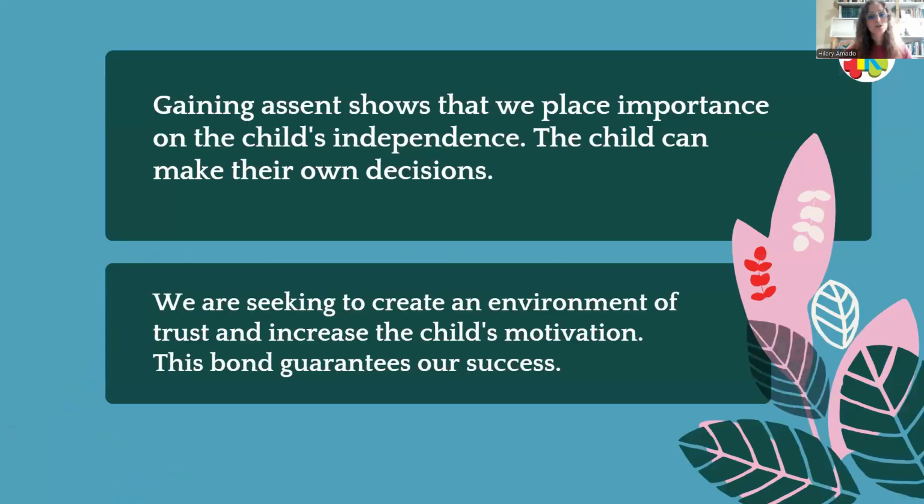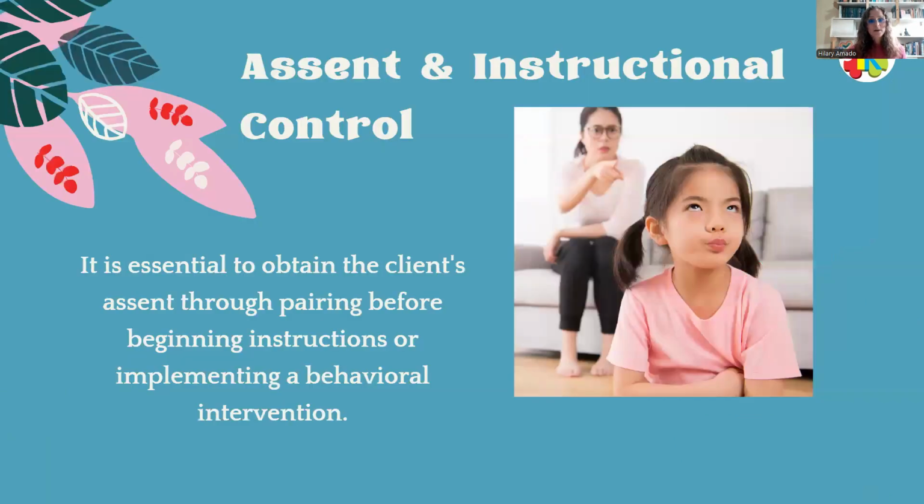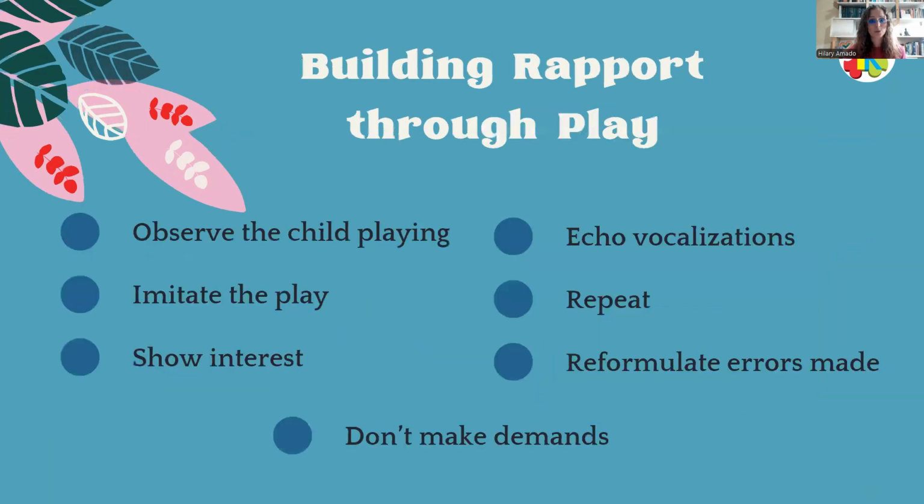Gaining assent shows that we place importance on the child's independence. The child can make their own decisions. We are seeking to create an environment of trust and increase the child's motivation. This bond guarantees our success. It's essential to obtain a child's or a client's assent through pairing before beginning instructions or implementing a behavioral intervention. Obtaining assent first each day is a best practice for obtaining instructional control.